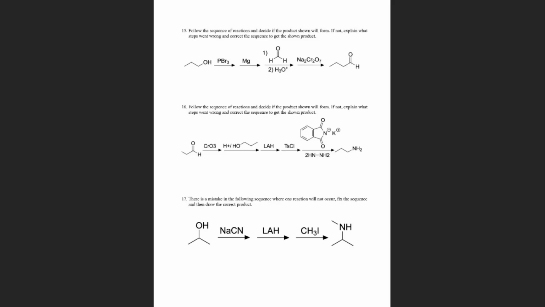But as you can see, I've also asked, like, explain what steps went wrong, correct the sequence. They could do this on an exam. Probably easier for them to do this than it would be synthesis. But in a way, it's kind of the same thing, because if it didn't form, they could ask you which step went wrong. PBr3, Mg, CO, whatever that is, or sodium dichromate.